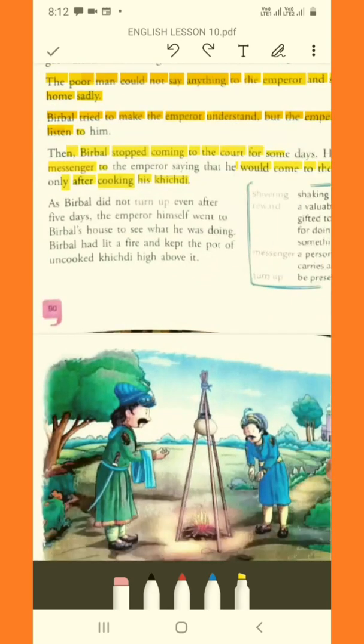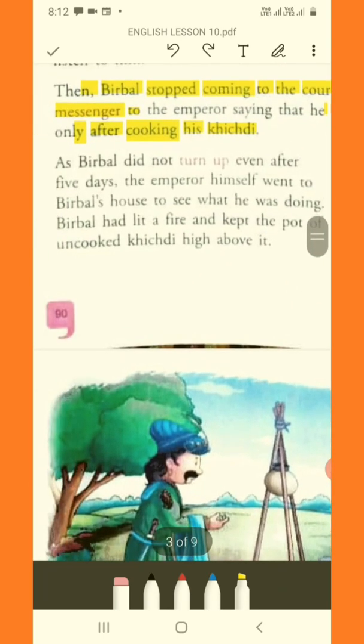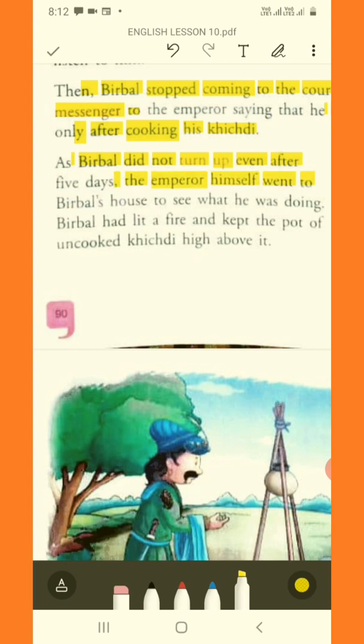Turn up is a new word, it means be present. As Birbal did not turn up even after 5 days, the emperor himself went to Birbal's house. Okay, so day 1 he didn't come, day 2 didn't come, 3, 4. When it was the 5th day, the emperor could no longer bear it. He himself went to Birbal's house to see what he was actually doing. How could cooking khichdi take such a long time, right? Cooking khichdi hardly takes half an hour, but Birbal was taking days. So the emperor could no longer bear it, and he himself went to Birbal's house.